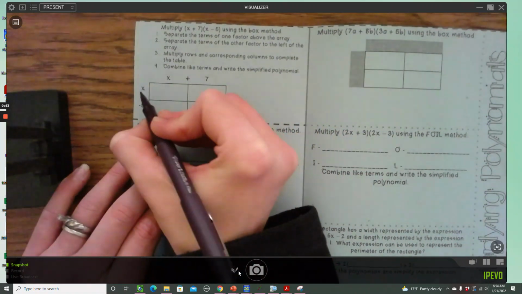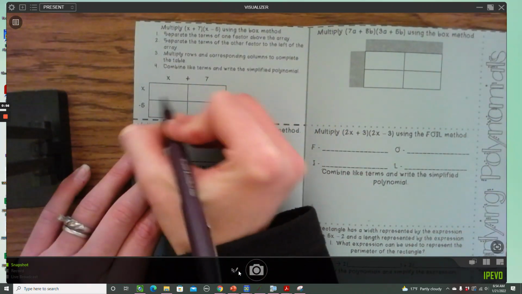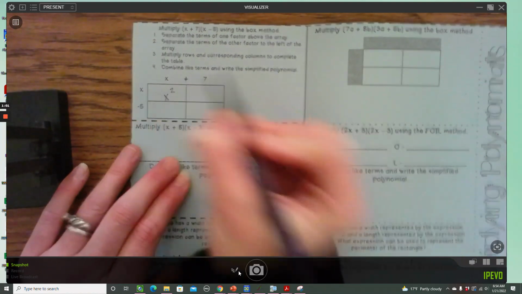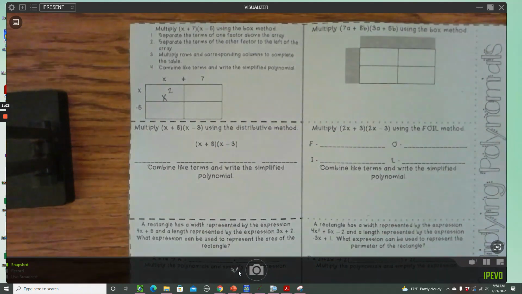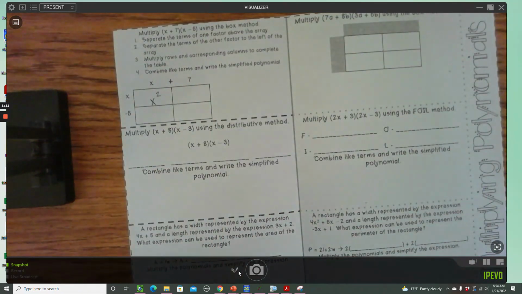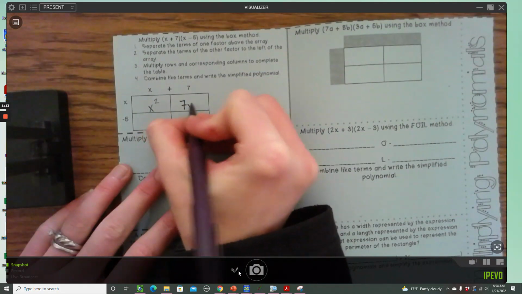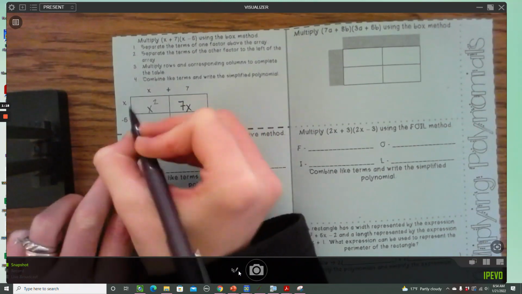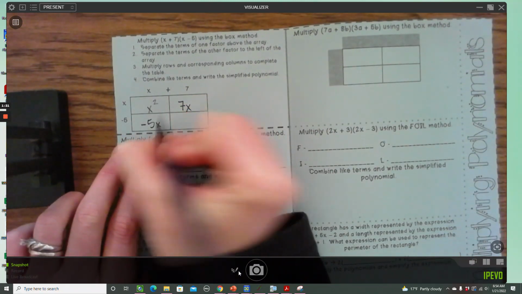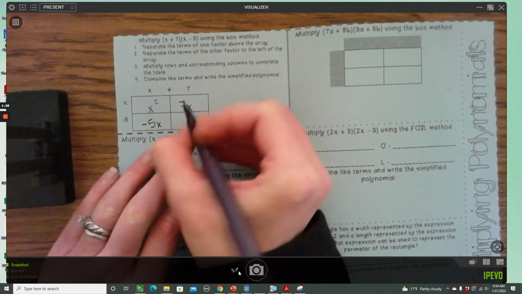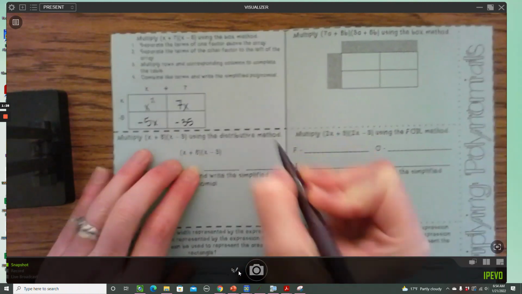So we have an x up here, and we have an x to the side here for this one cell. So x times x is x squared. Okay. So then for this box, we've got a 7 on top and an x to the side. So 7 times x would be 7x. And then for this box, we have an x and a negative 5. So x times negative 5 is negative 5x. And then for this box, we have 7 and a negative 5. So 7 times negative 5 is a negative 35.